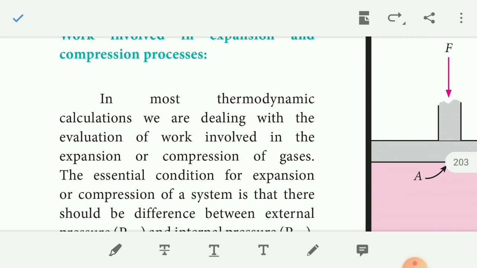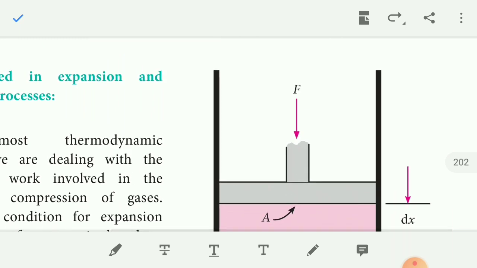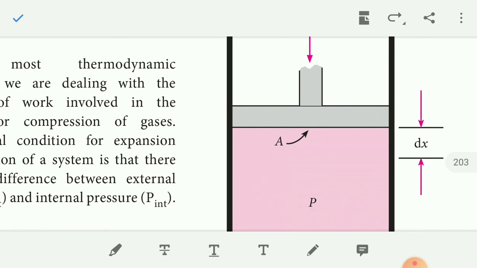For understanding pressure volume work, let us consider one example. Let us take a cylinder which contains n moles of an ideal gas, fitted with a frictionless piston of cross-sectional area A. The initial volume of the gas inside is V_i, and the pressure of the gas inside is P internal.